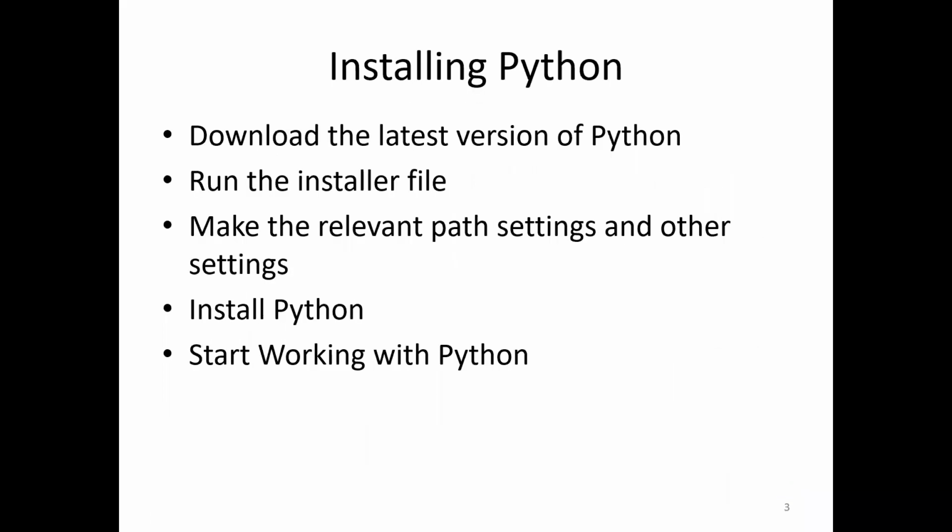So let's come to today's topic, that is installing Python. To install Python, the steps that you need to take are, number one, downloading the latest version of Python. Then, once you get the installer file after download, you can execute that installer file. During the installation process, you can make some relevant path settings and other settings. And once Python is installed, you can start working with it, right?